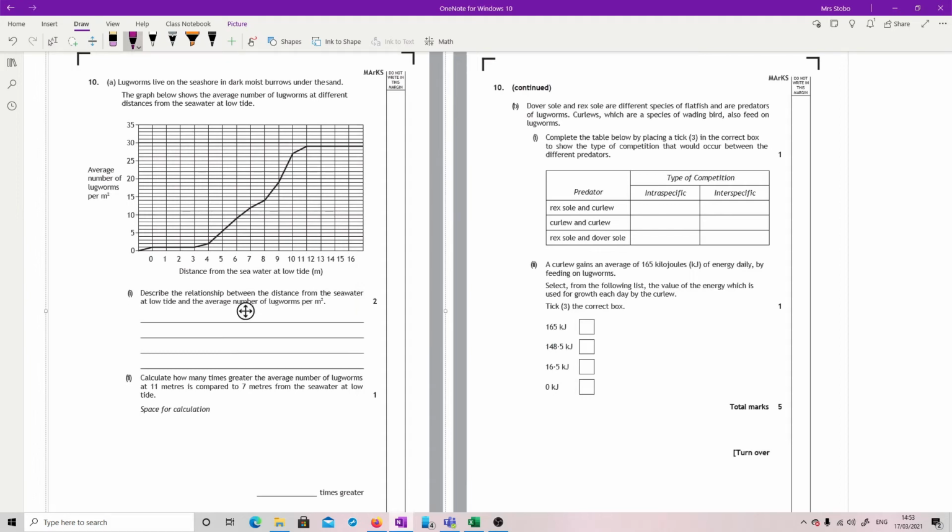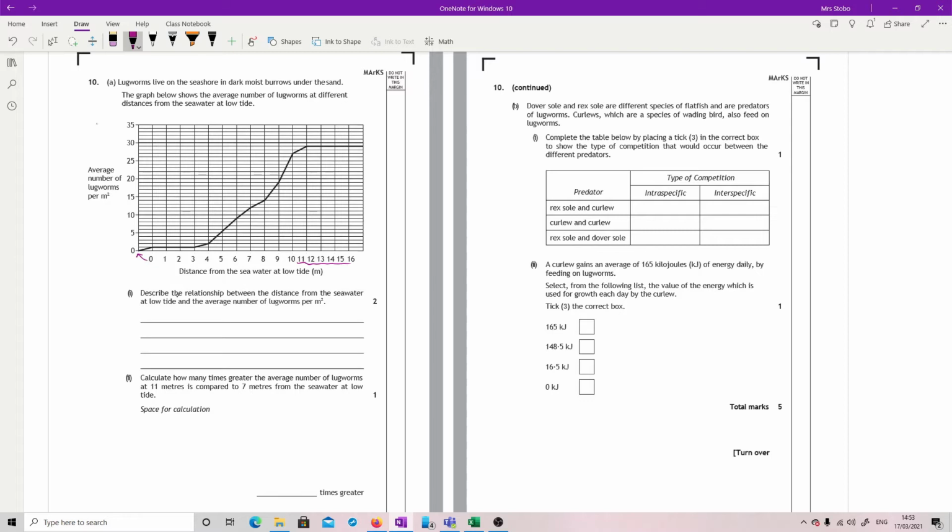Okay, question 10. Lugworms live on the seashore in dark, moist burrows under the sand. The graph below shows the average number of lugworms at different distances from the seawater at low tide. We have got our average number of lugworms going up the side, and then we've got the distance from the seawater at low tide. Now, there's obviously been a little bit of a wobble here in terms of how these have spaced out. I'm assuming my zero should actually be there.